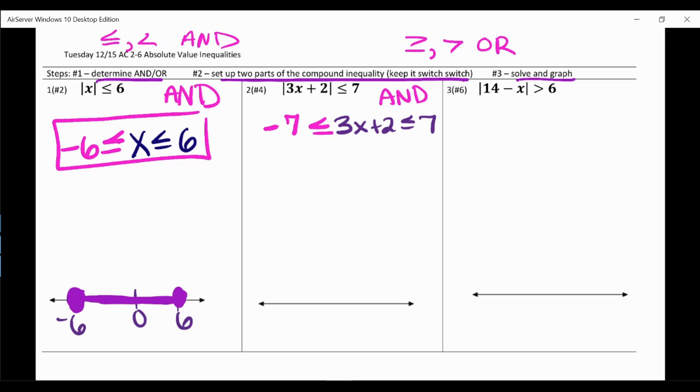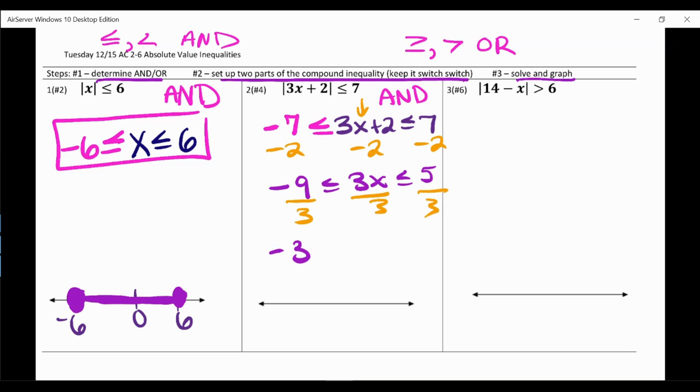To do so, we want to isolate x in the middle. So we'll subtract 2 and then divide each side by 3. Make sure you subtract 2 from all 3 parts. It's okay to have fractions. It's just part of a number. 5/3 is 1 2/3.